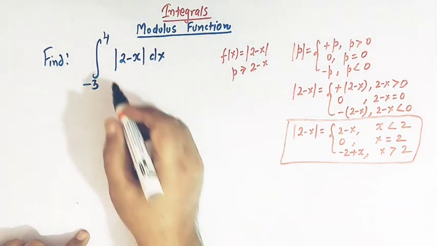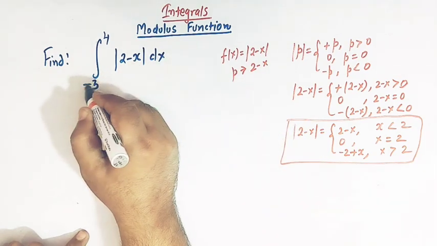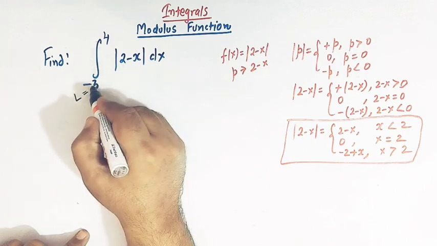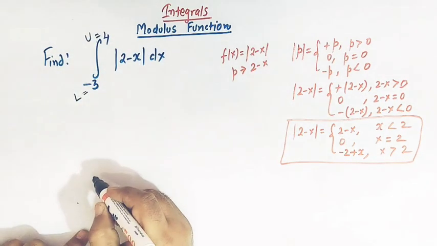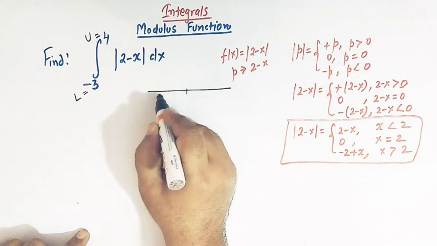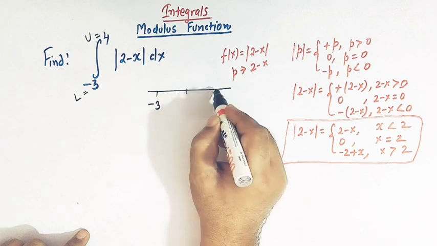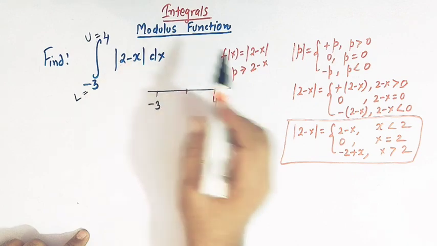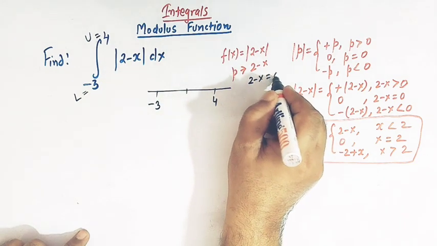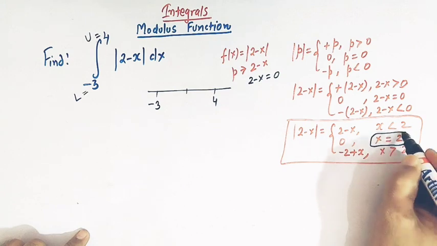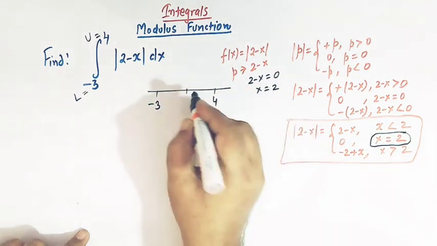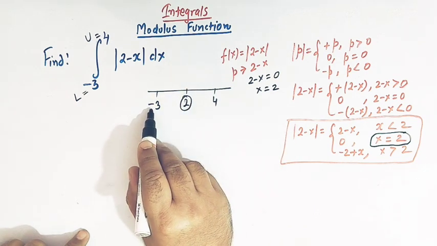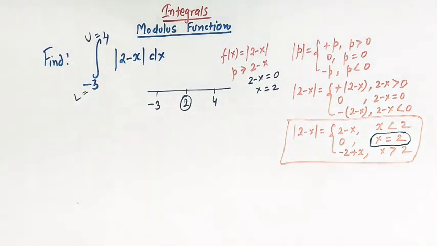So now once we have defined mod of 2 minus x, let us take care of the limits. The lower limit is minus 3 and the upper limit is 4. So here we have minus 3 and here we have 4. And here we have mod of 2 minus x. If we solve 2 minus x is equal to 0 as we have done here, then we have x is equal to 2. So here we have 2, and we see that this 2 lies between minus 3 and 4.